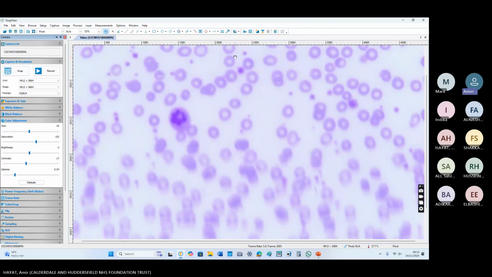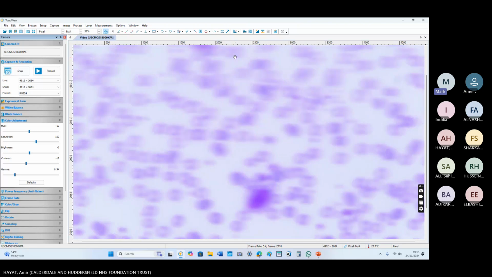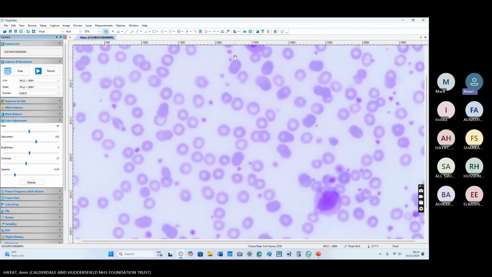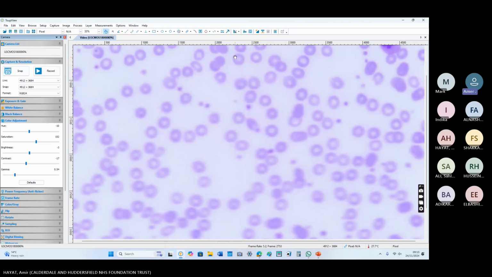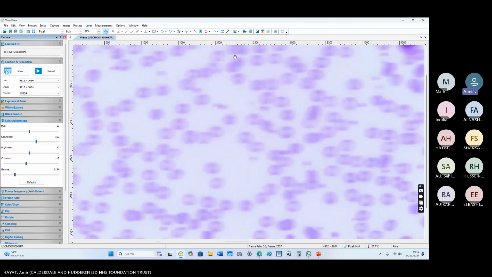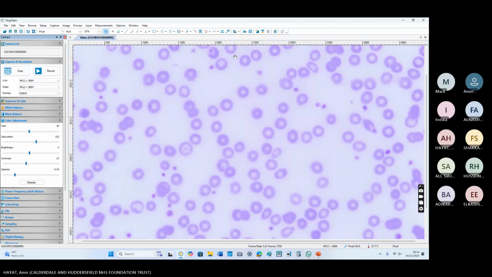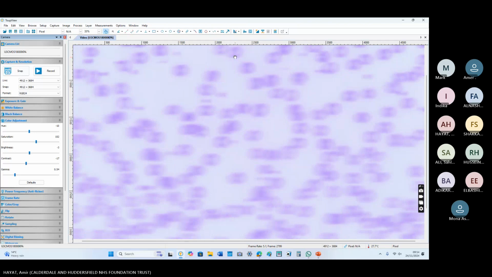Yeah, so you see a bit of hypochromasia in the reds here in this section. Because of DIC, he is hemolyzing his blood, and I think iron content is going low as well. But I do not remember the iron level of this patient.